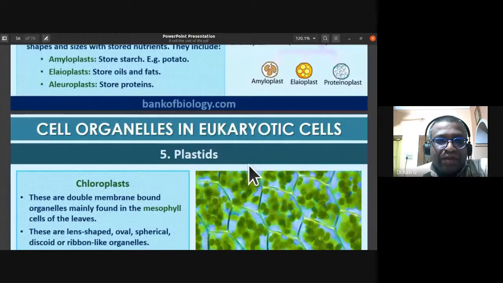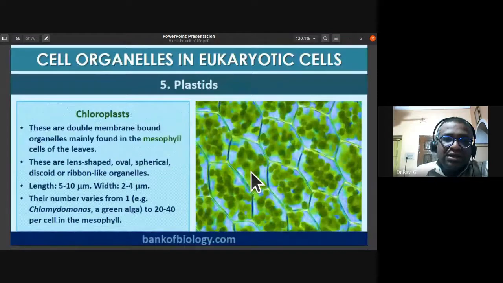So I was discussing the plastids. The chloroplasts are important plastids, and in the ecosystem they play a very important role, because for plants to be autotrophic, synthesizing their own food, chloroplasts play an important role. They are double membrane bound organelles. So what are chloroplasts? They are double membrane bound organelles found in the mesophyll cells of the leaf.